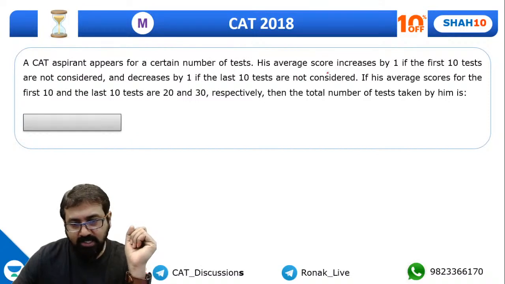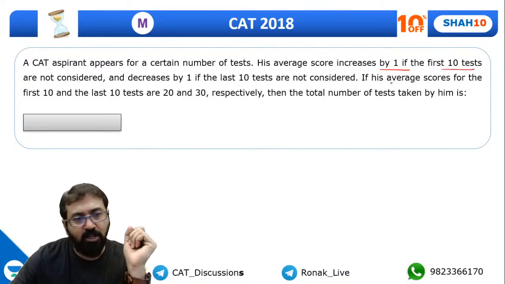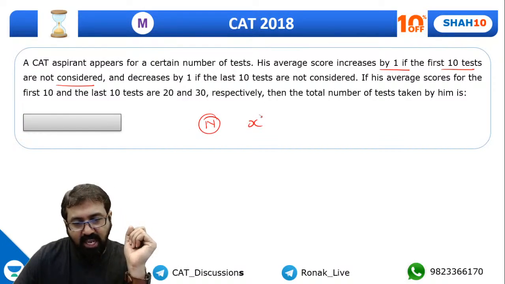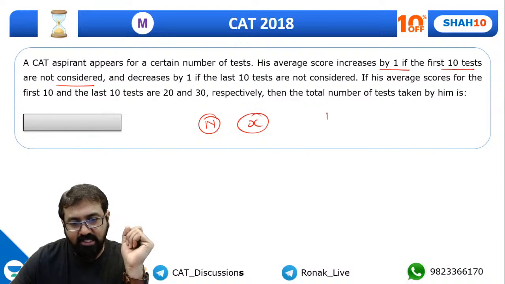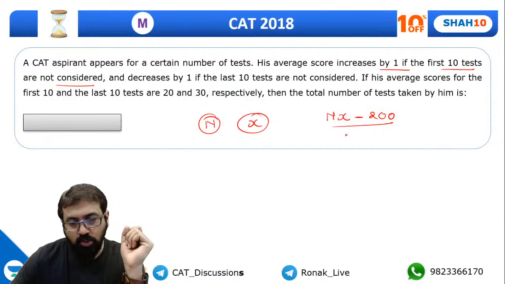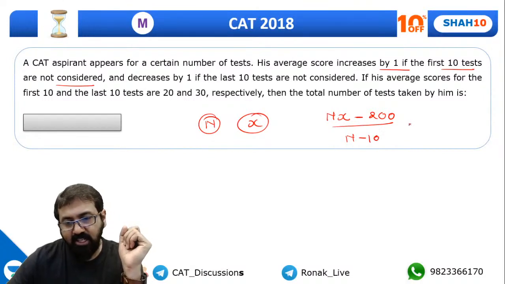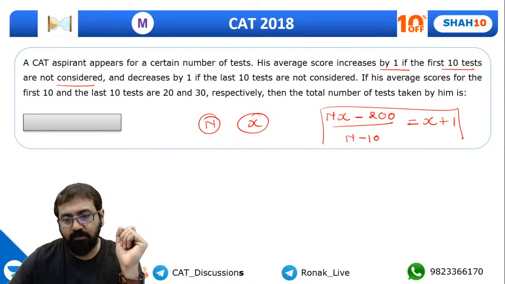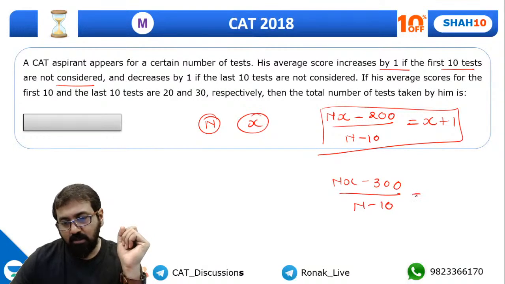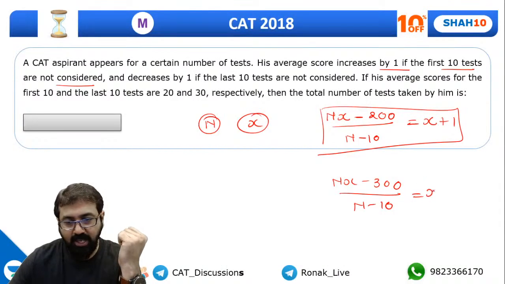So his average score increases by 1 if first 10 tests are not considered. So n tests, average x. If I don't consider first 10 tests, so total nx minus 200. So number of tests left is n minus 10 and the average increases by 1. So this is first equation, right? And the second equation is nx minus 300, right, divide by n minus 10, this is equal to x minus 1.